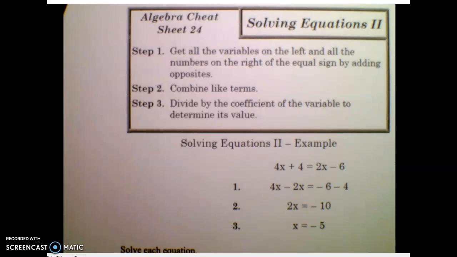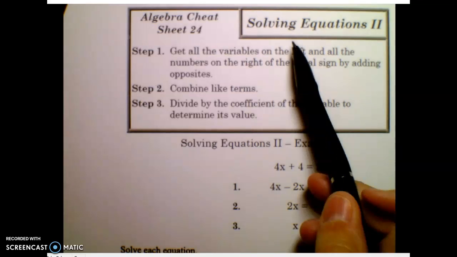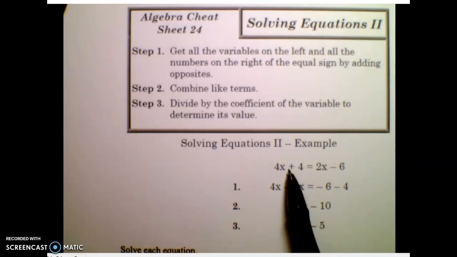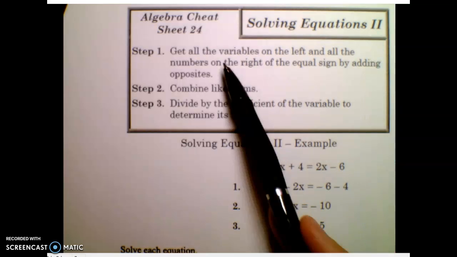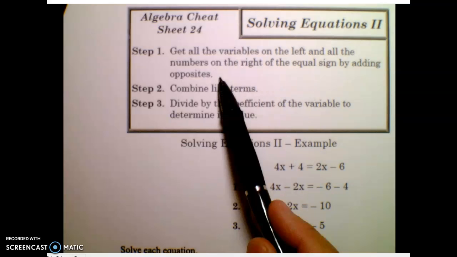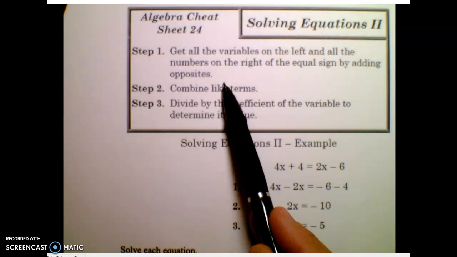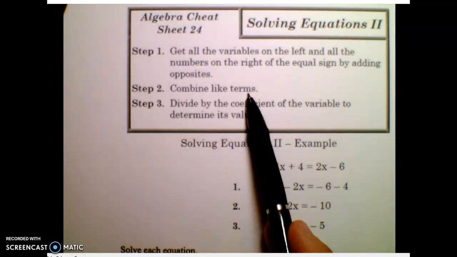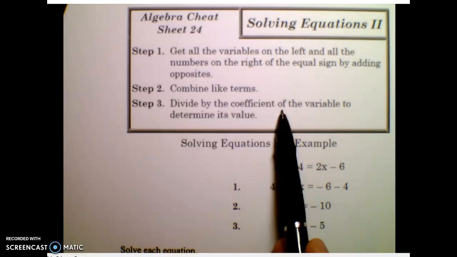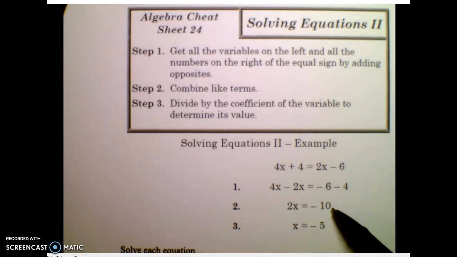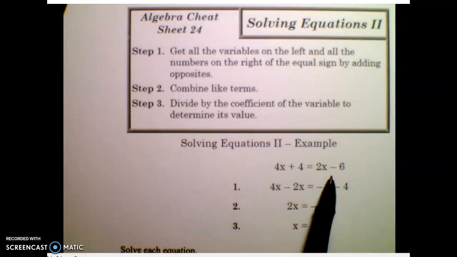All right, so we're on page 2. Page 2 involves solving equations 2. It involves equations that have variables on both sides. So our steps are to get the variables on the left side and all the numbers on the right side by adding and subtracting. Combine like terms. Divide by the coefficient of the variable to determine its value. Now I'm going to do the exact same steps over here, just a little differently, but you can see that it's going to be the same steps.